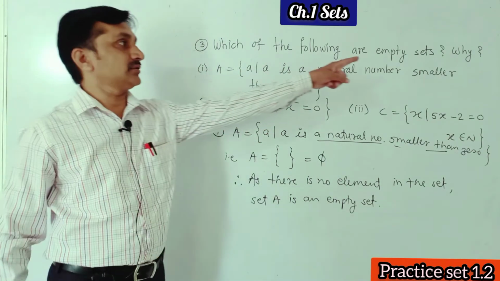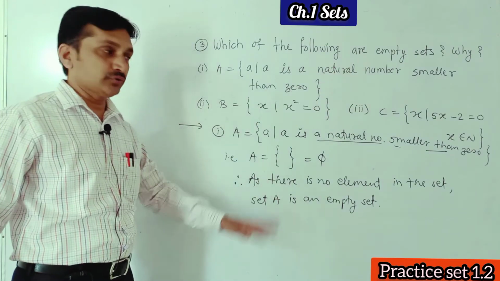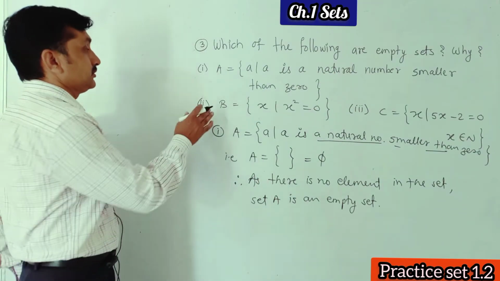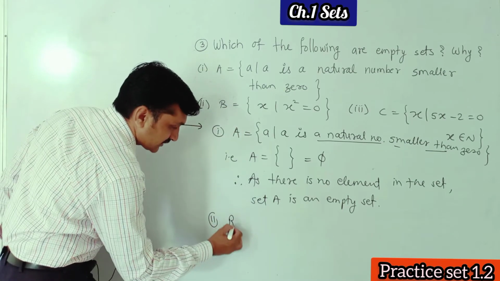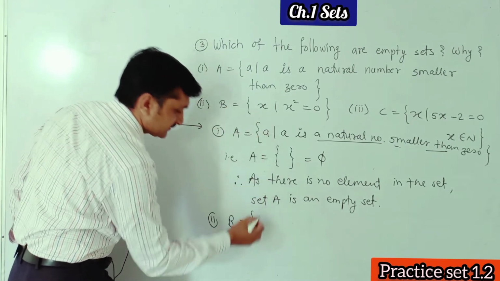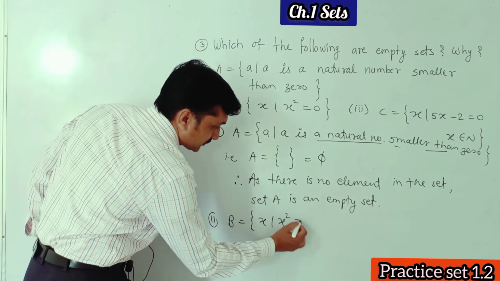Okay, why? There is a question why. That's why, with reason, we have to write. First, let's see the second. The second is B, the set of all x such that x square is equal to 0.